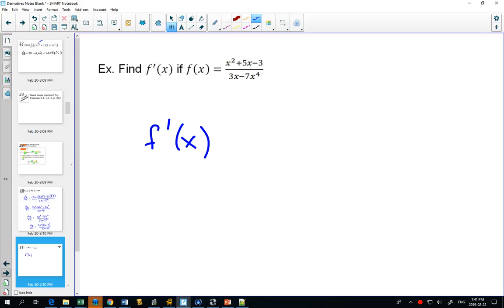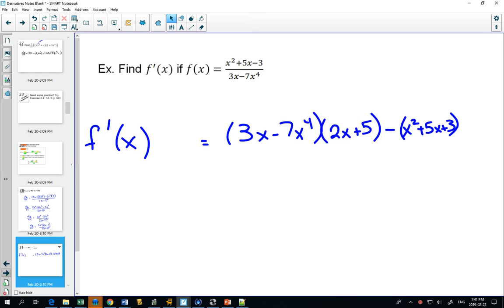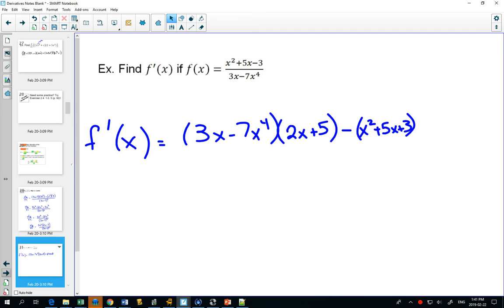So here we have a quotient again. We're going to use our quotient rule, which says keep the bottom the same, 3x minus 7x to the 4. Multiply by the derivative of the numerator. So that'll be 2x plus 5 minus, keep the first term the same, 5x plus 3, multiply by the derivative of the bottom. Oh my goodness, I'm going to have to move things over. There we go. You can do that on your page too.